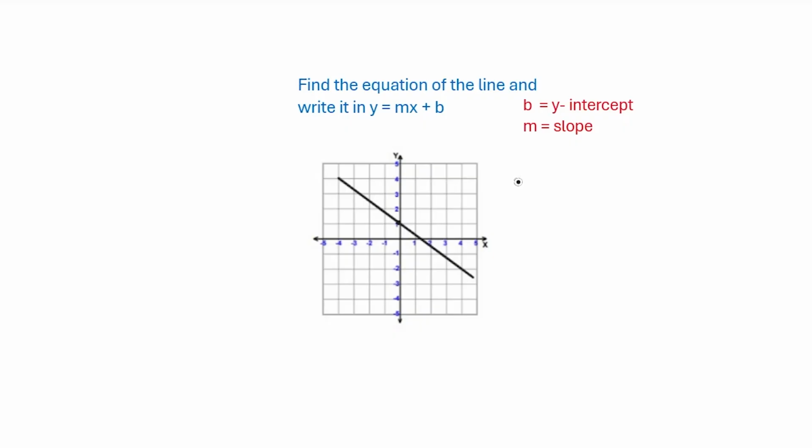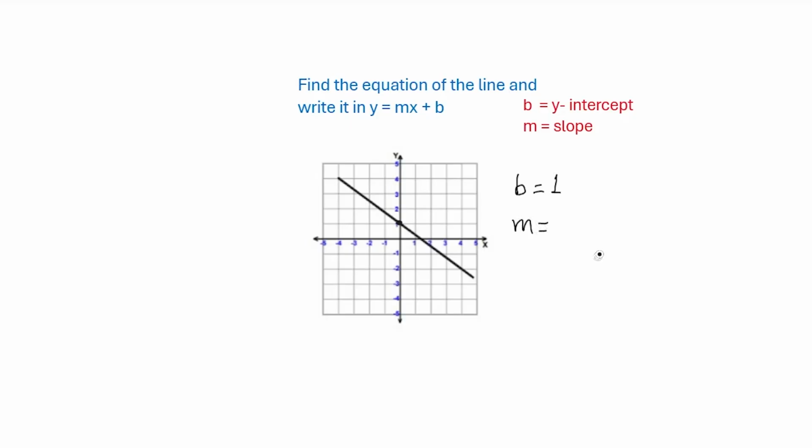So the y-intercept, I'm gonna write b, and the way you find it is by looking at the line and seeing where this line intersects the y-axis. That happens at this point right there, and that should be +1. Okay, so then the slope, to find the slope we need 2 points.